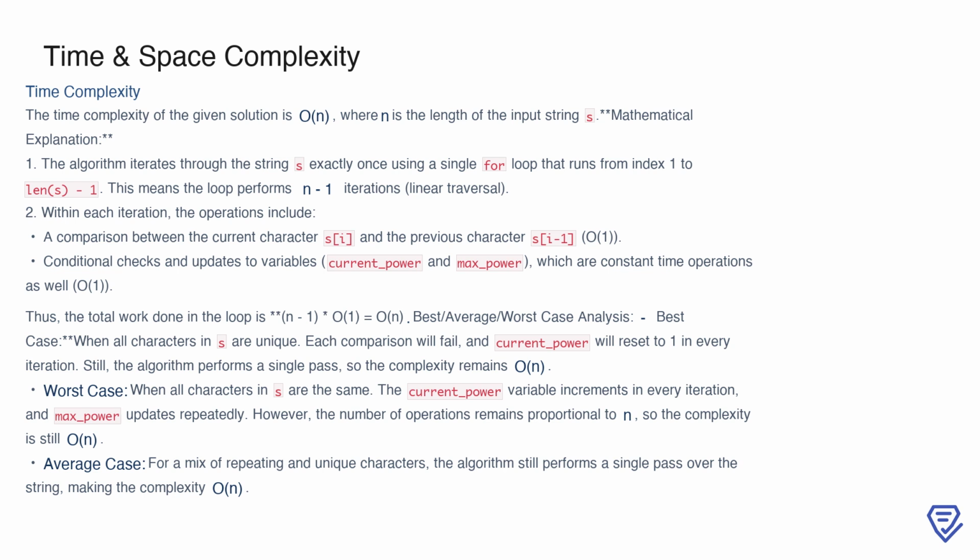Whether we look at the best case, where all characters are unique, or the worst case, where all characters are the same, the algorithm still performs a single linear traversal of the string. This ensures that the time complexity remains O(n) across all scenarios, including the average case where the string contains a mix of repeating and unique characters.